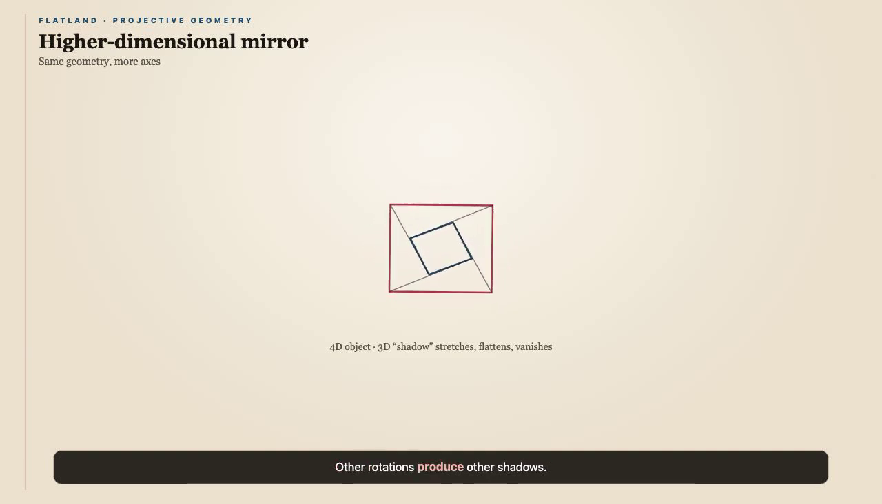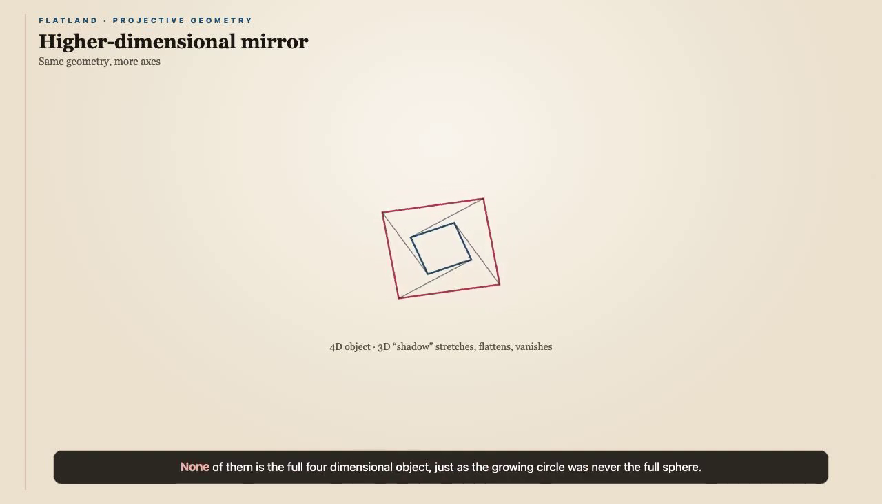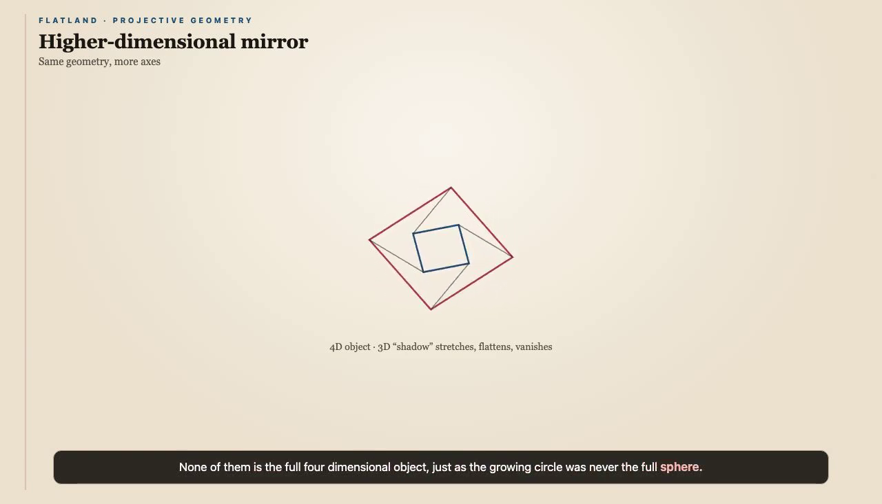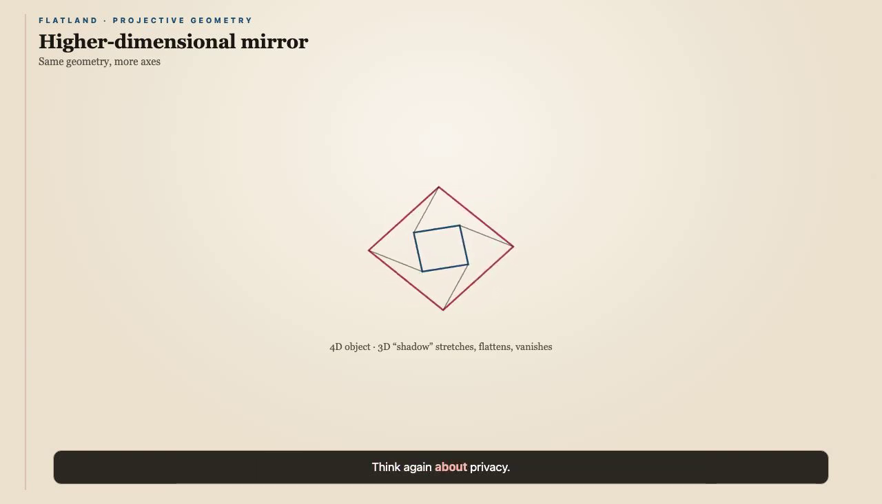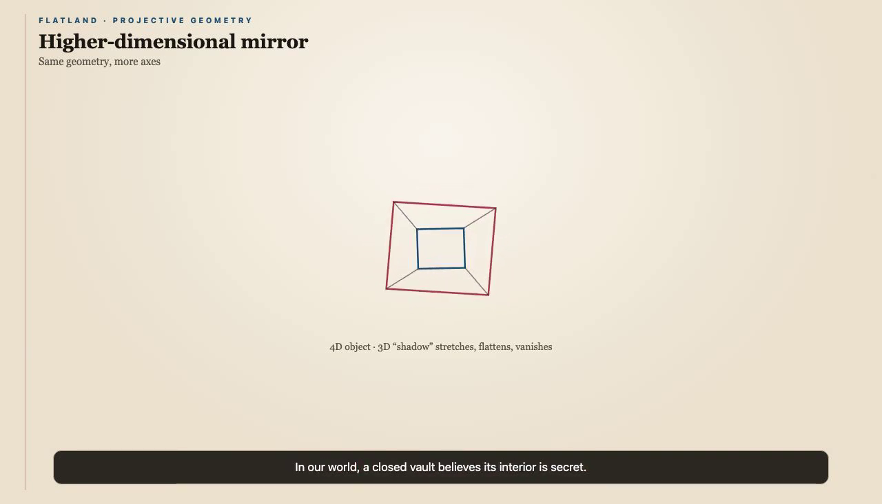Other rotations produce other shadows. None of them is the full four-dimensional object, just as the growing circle was never the full sphere. Think again about privacy. In Flatland, a closed square believes its interior is secret. From the third dimension, the secret is public.